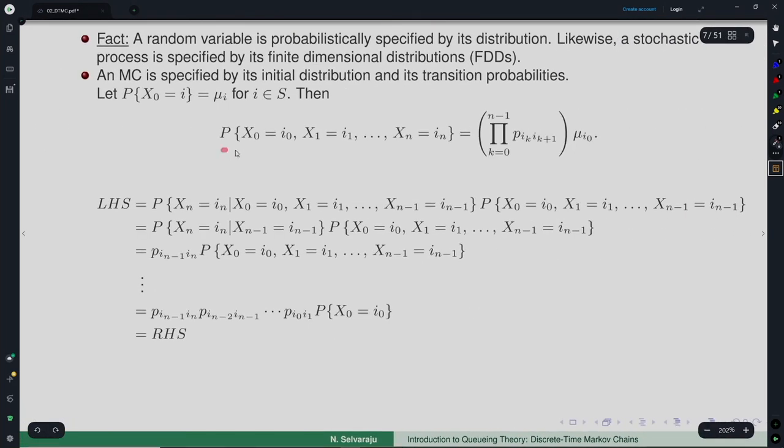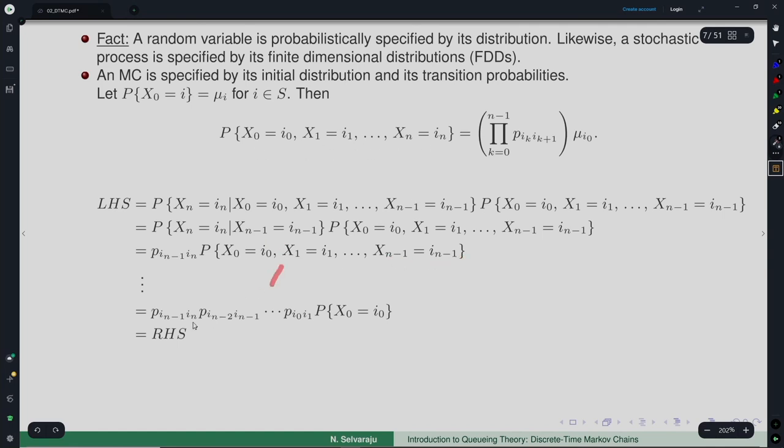Now, how do you see this? It is very simple. Look at the left hand side. You take this as one event and the rest of the things as another event, then you write the probability of X_n equal to i_n given X_0 to X_{n-1}, multiplied by the probability of the rest. This is the conditional probability. Now look at the first element. Since X_n is a Markov chain, this conditional probability would be equal to the conditional probability given only X_{n-1}, because of the Markov property. And this is nothing but the one step transition probability p_{i_{n-1} i_n}. The rest remains the same as your original expression with one less index.